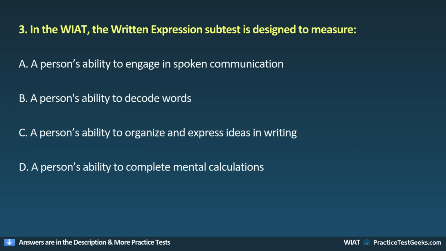3. In the WIAT, the written expression subtest is designed to measure: A. A person's ability to engage in spoken communication. B. A person's ability to decode words. C. A person's ability to organize and express ideas in writing. D. A person's ability to complete mental calculations.